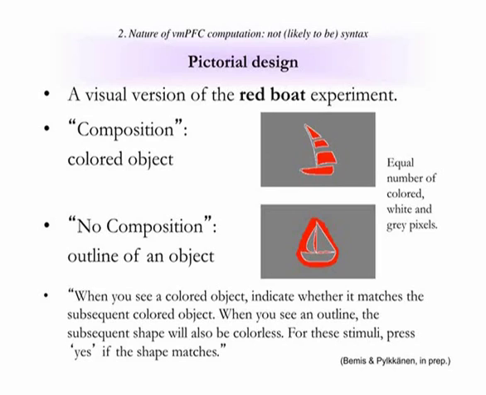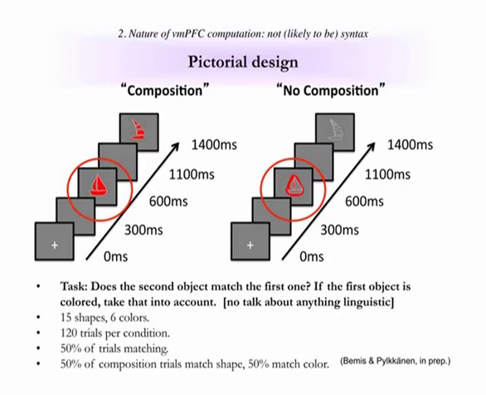And the instruction is something like, when you see a colored object, indicate whether it matches a subsequent colored object, so the task structure is the same as before. When you see an outline, the subsequent shape will also be colorless, and the stimuli shape matches. So it looks something like this. Now I'm interested in the imaging responses again to this first stimulus, and this is now the task stimulus.